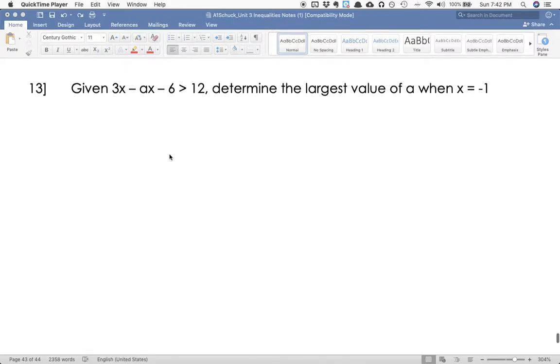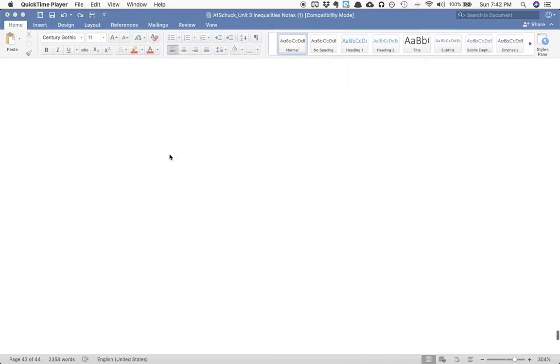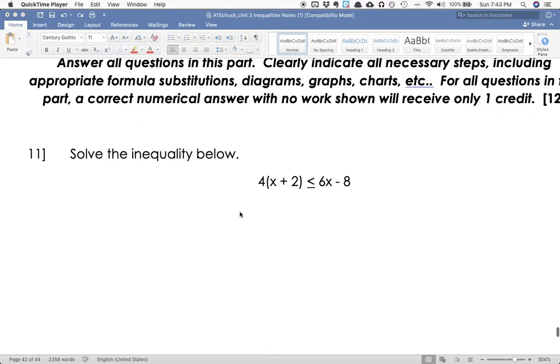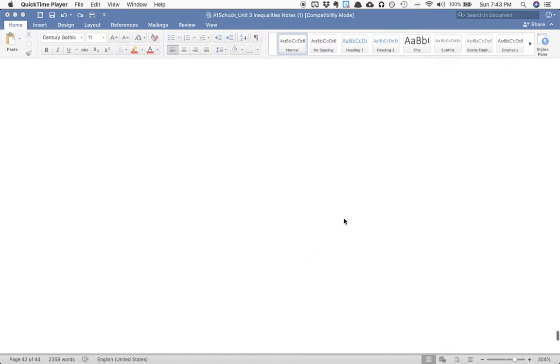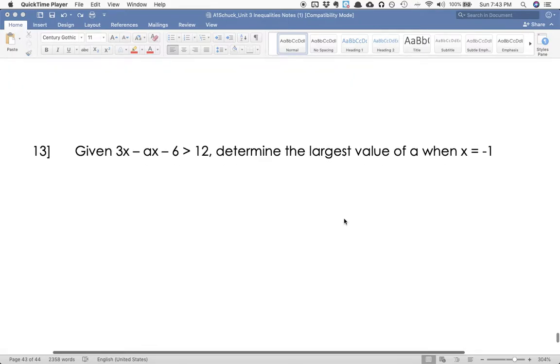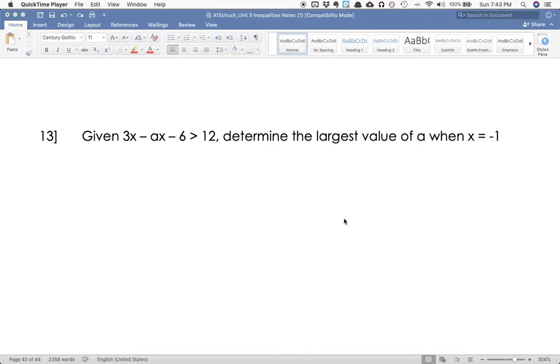Here we're looking at question 13, 12 and 11. 11 was just solve for x. 12 said solve for x and then tell me a little more information. 13 is where students really start to freak out, but if you could do 11 and 12, you can do 13. Just don't let it scare you.